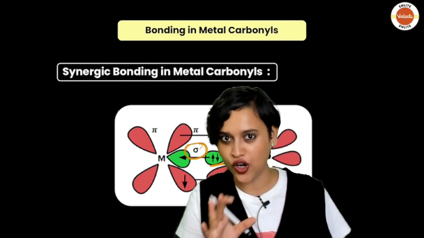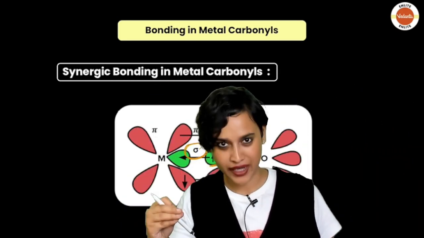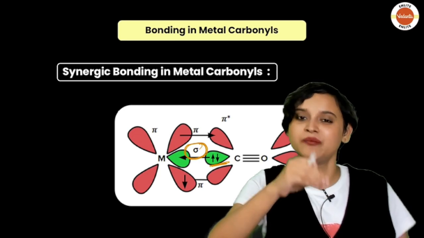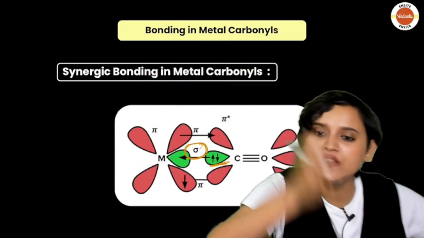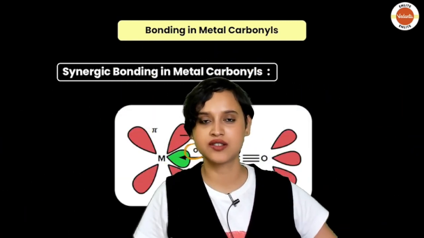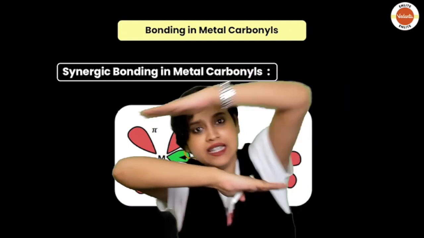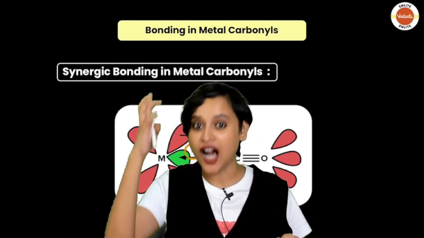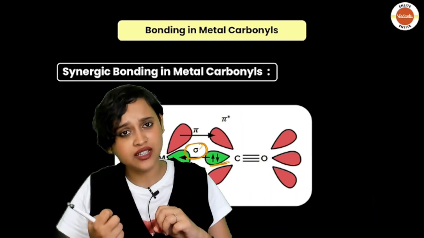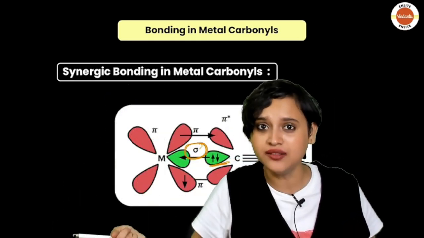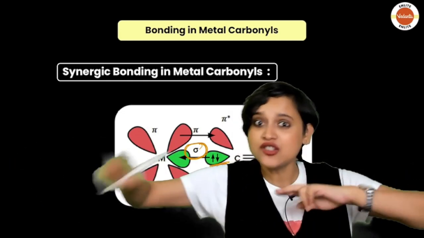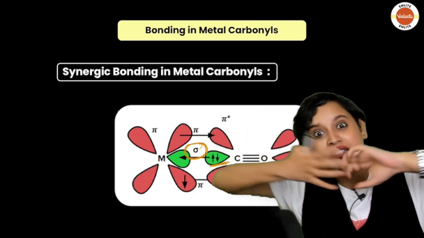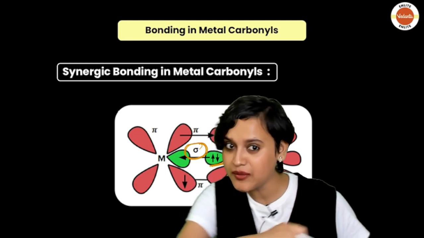So what happened? First, the carbonyl carbon had a lone pair that was donated to the metal. Now the metal donated a pair of electrons from the filled d orbital to the carbon monoxide. So this happened and then this happened, and they have a synergic effect here. The carbon monoxide donated and was also receiving, so it acts as a donor as well as a receptor. With these two interactions, a synergic effect is created, and this strengthens the CO and the metal bond further. Getting my point, everybody?